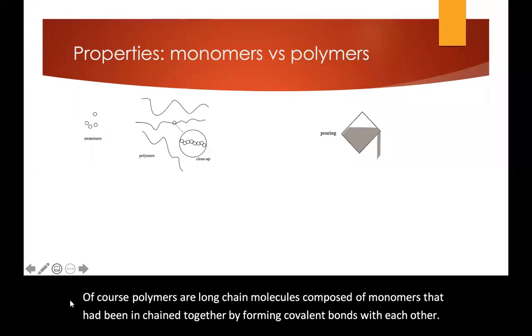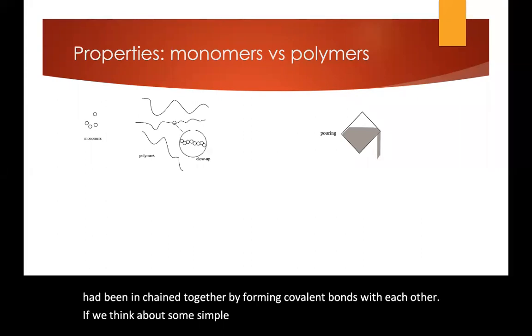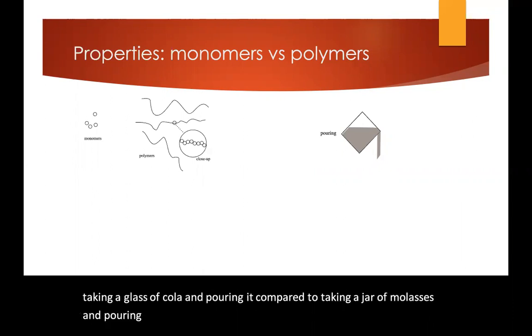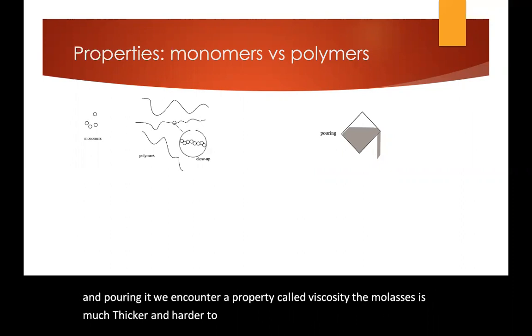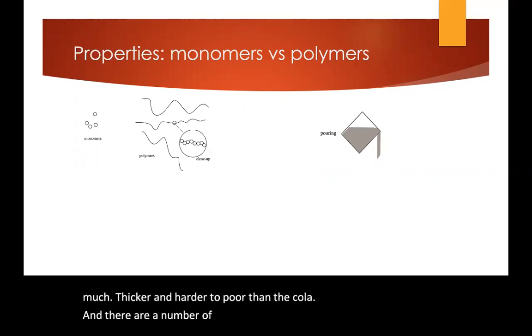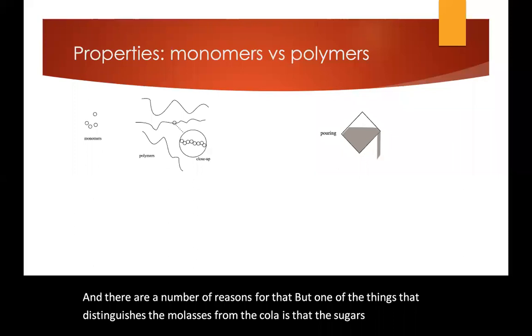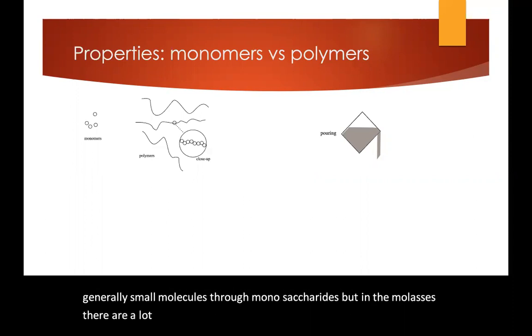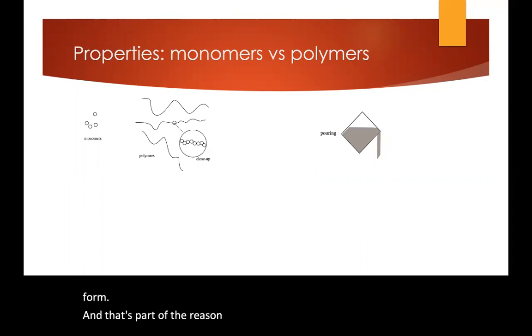If we think about some simple activities you might be familiar with, such as taking a glass of cola and pouring it, compared to taking a jar of molasses and pouring it, we encounter a property called viscosity. The molasses is much thicker and harder to pour than the cola. There are a number of reasons for that, but one of the things that distinguishes the molasses from the cola is that the sugars in the cola are generally small molecules, they're monosaccharides. But in the molasses, there are a lot of polysaccharides. There are polymers, sugars in polymer form. And that's part of the reason for the thickness or the high viscosity of the molasses compared to the cola.